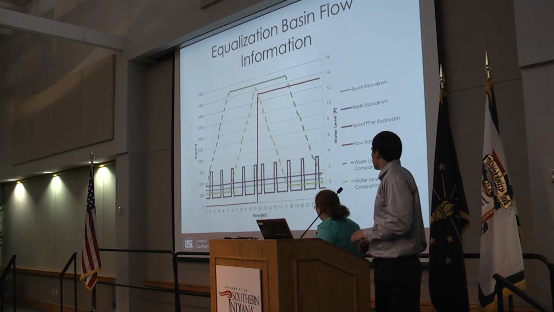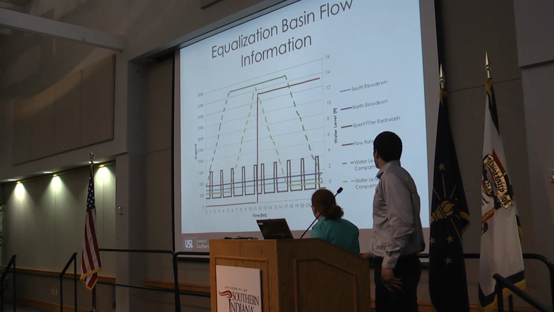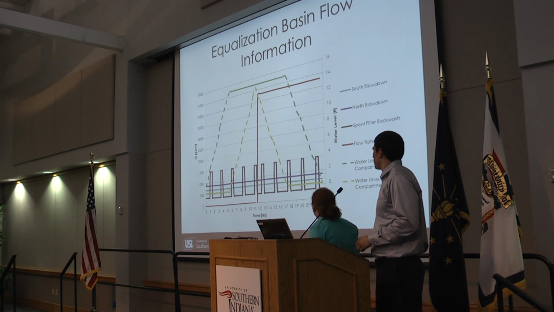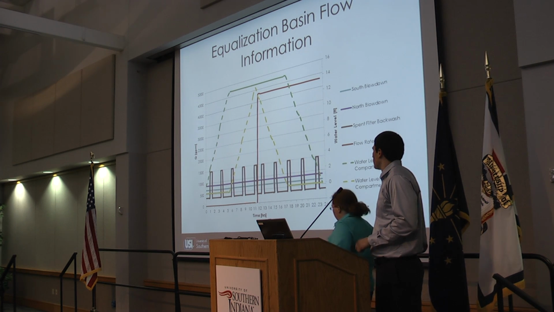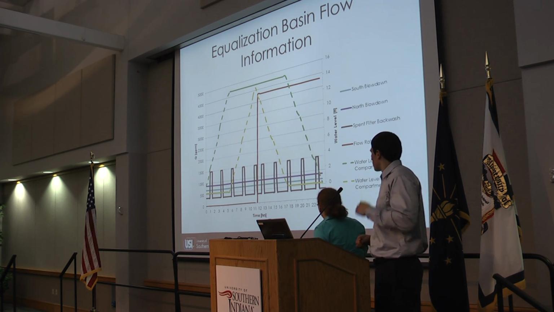This black here, this up and down, is a filter backwash flow leaving the plant. You can see that it's a constant underflow except during backwash cycles, which last half an hour each. This system was developed to have 10 filter backwashes per day, and this red line here is going to be the outflow from the equalization basin.